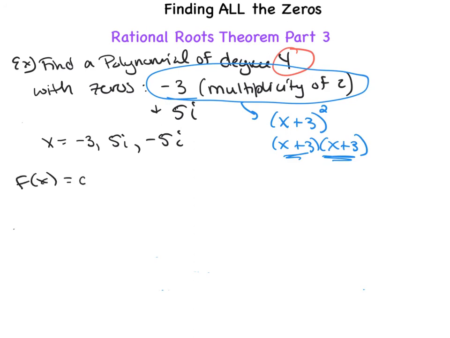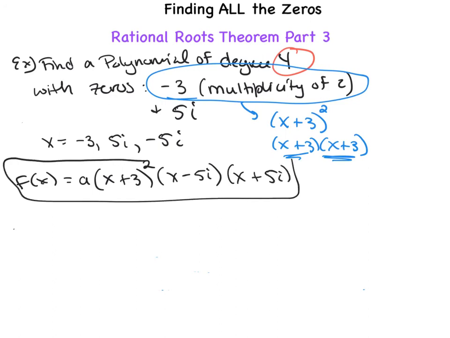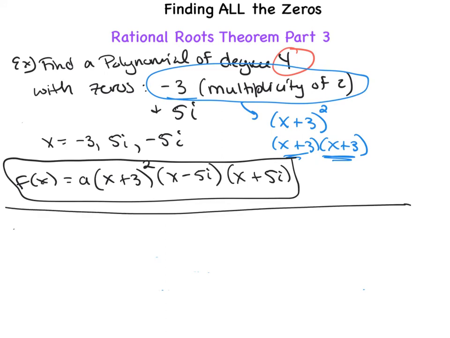So here's how I can write my function. This again just says to find any polynomial, so I'll make our leading coefficient a. x plus 3 squared, because it has multiplicity 2, x minus 5i, and x minus a negative, or x plus 5i. And I'm done. Let's do one last one, and I think I can fit it on this same screen.